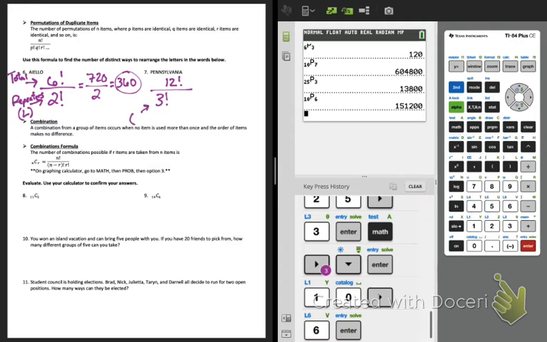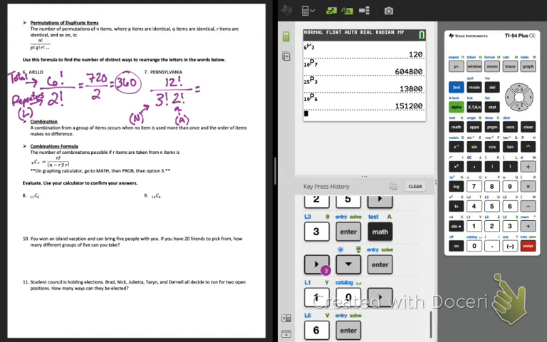So again, the repeaters go underneath. So the letter N, there's 3 of them. I also see 2 A's. That's going to go underneath as well. Okay? Nothing else repeats. So we're done figuring that part out. Now all we have to do is put this in the calculator and solve.